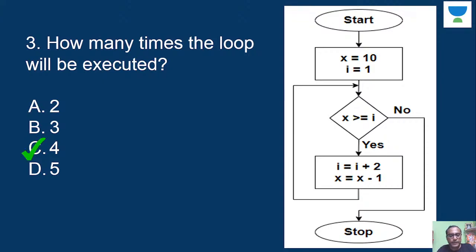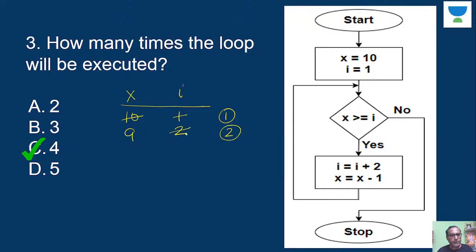Here the answer will be this one. 4 times the loop will be executed. Why? Because x you have starting with 10 and I you have started with 1. So 10 greater than or equal to 1, so the first time the loop will be executed. I will be increased by 2, x will become 9. 9 is greater than or equal to 2, yes, the second time the loop will be executed.